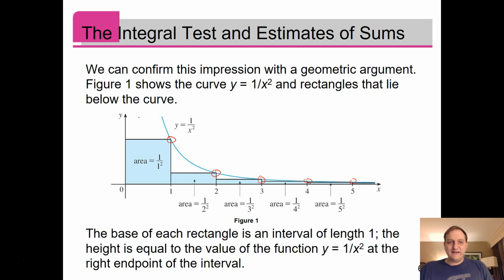Okay, and the idea is that we can model this with a rectangle. So the width of all these subintervals is going to be 1, and then the height of the function gives us the term of the series that we'd be adding. So if we add up the area of all of these rectangles, so here's the first one, here's the second one, here's the third one. If we add up the area of the rectangles, we get the sum of the series.